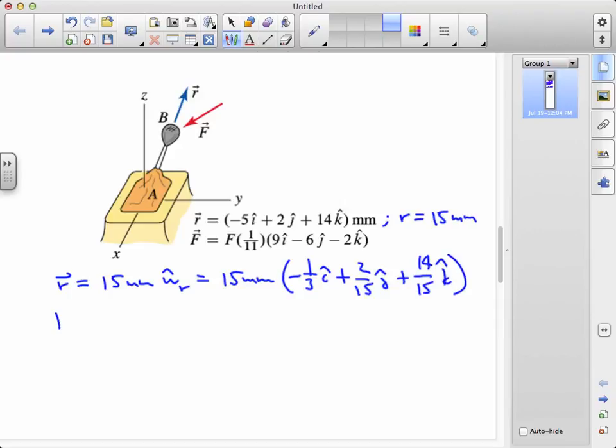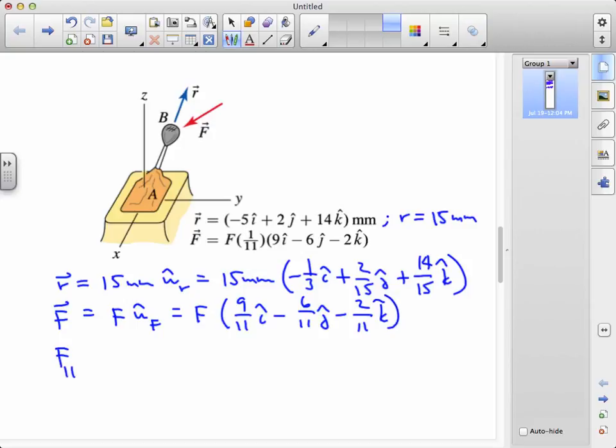We also have our vector F, which is given as a magnitude to be determined on a unit vector in the direction of F, and that is 9/11 i minus 6/11 j minus 2/11 k. Now keep in mind that the component of F that's parallel to AB is found by taking the dot product between the force vector and the unit vector that points in the direction of the axis or the line of action. And so we could write that as our unknown magnitude F on UF dotted into UR.